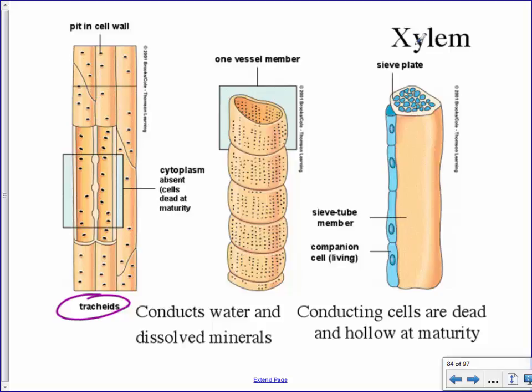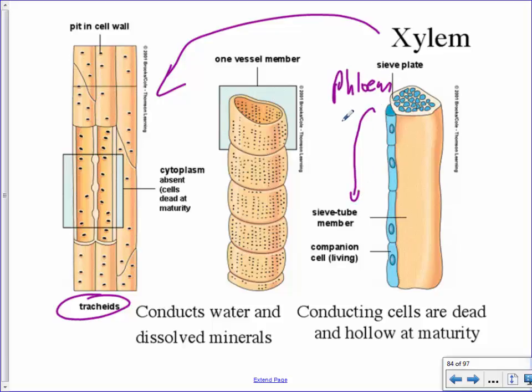I think this is actually labeled wrong. I feel like this one's supposed to be xylem, and this one right here is supposed to be phloem. Because phloem are supposed to have sieve tube cells and companion cells, so I feel like this diagram is actually wrong.